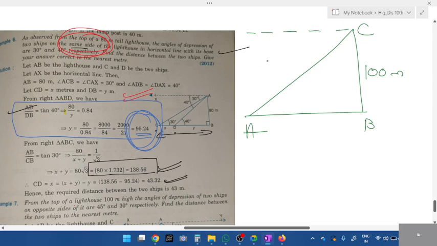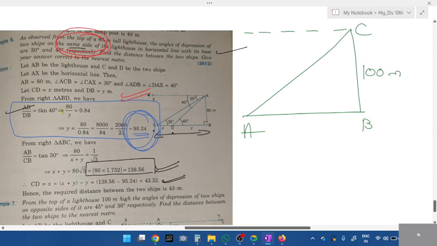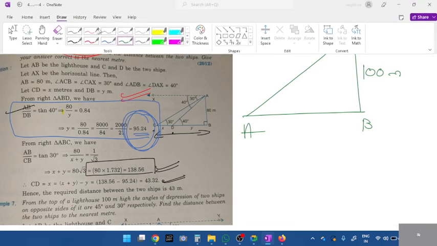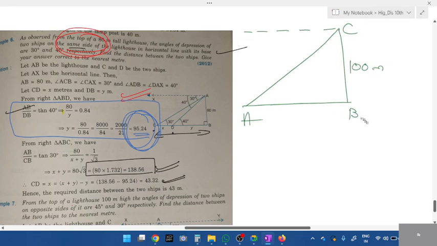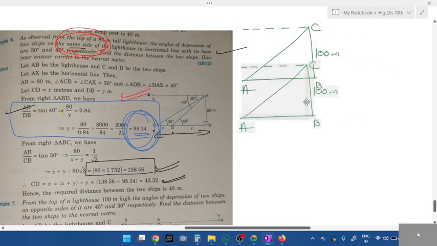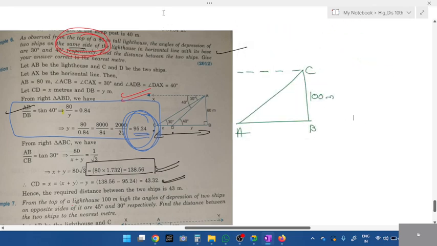Of two ships. Opposite sides or same sides? What is given, students? Two ships on opposite sides or the same side? Opposite sides. Remember, they won't always give a diagram. It depends on the question, students. Some questions they give, some they won't. You all have to draw the diagram. Opposite side, so draw another triangle on the opposite side.